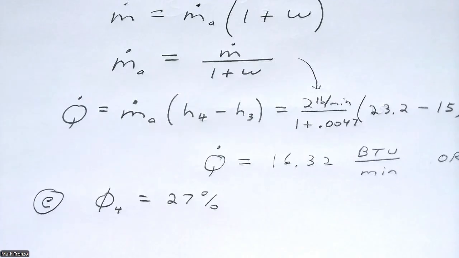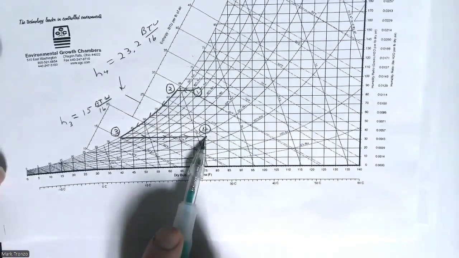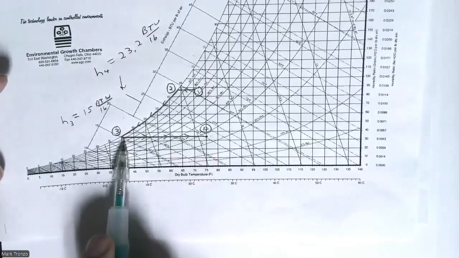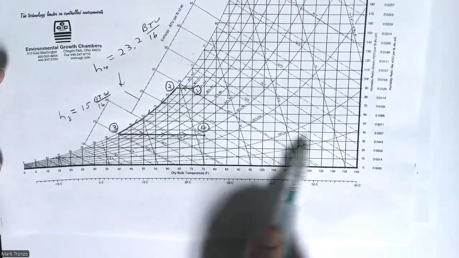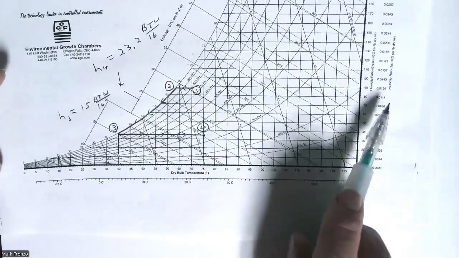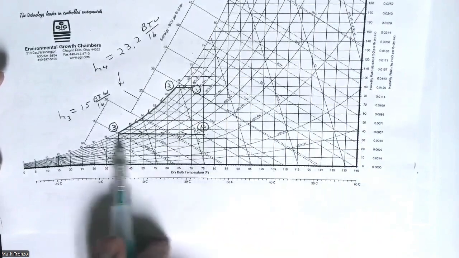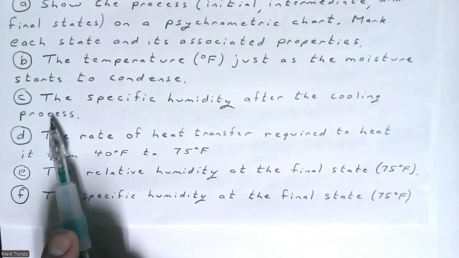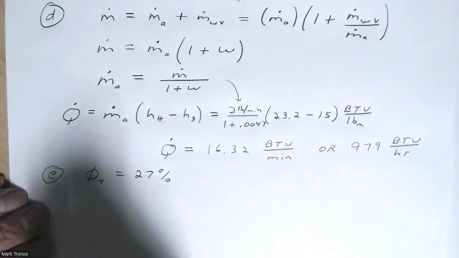And then finally, the specific humidity at the final state, that would be at this. And actually, notice the specific humidity at the final state is going to be the same as the specific humidity at state 3, because it would not have changed, because the specific humidity, again, or called the humidity ratio, is over here. And so those are going to both be the same. So whatever we found for part C is going to be the same. So for part C, we found that that was 0.0047.